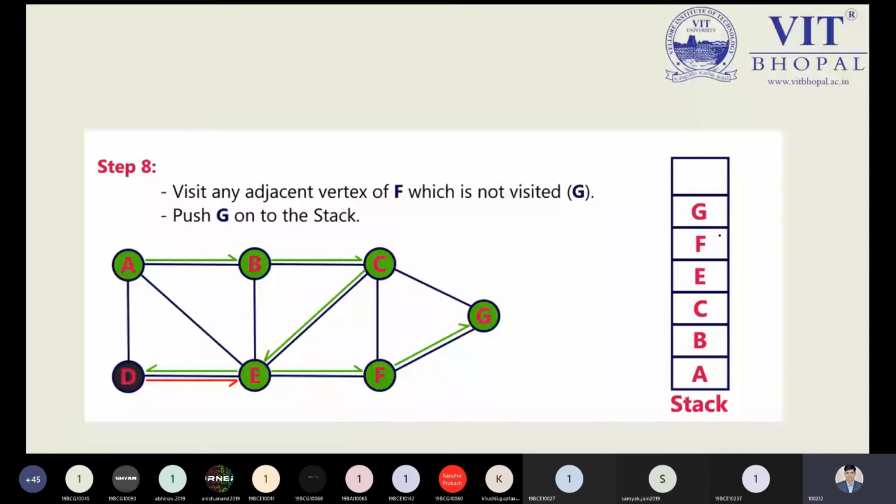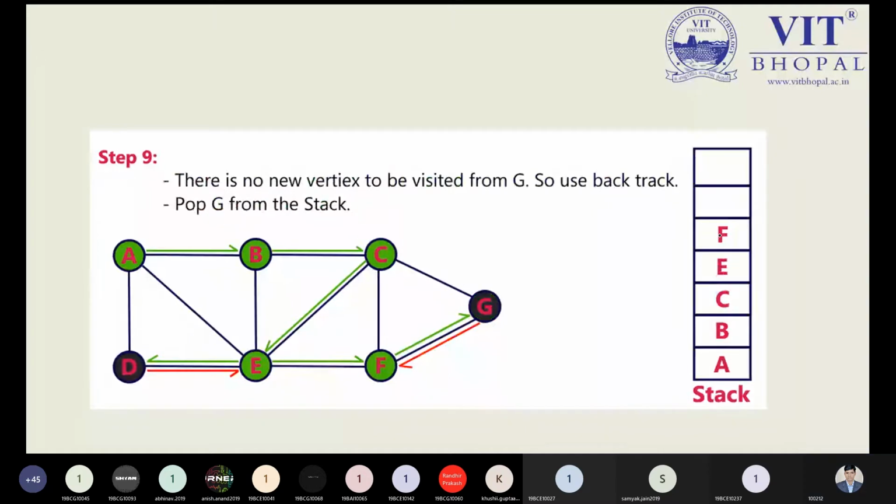Keep in mind, backtracking will be applied till the stack is empty. When the stack is empty, we have found our important part, the output stack or spanning tree. Now no vertex is connected to G, so we will apply backtracking. We pop G from the stack, so the color is changed.